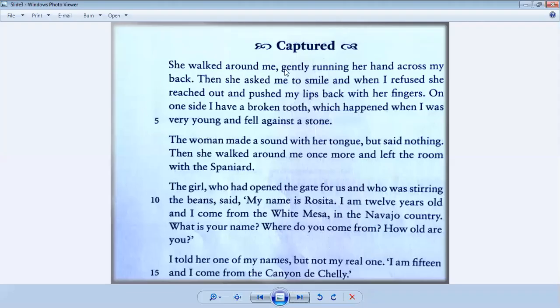Okay. So let's go back to our screen again. Let's think again. Here. She walked around me, gently running her hand across my back. Try to imagine the action, okay? Then she asked me to smile. When I refused, she reached out and pushed my lips back with her finger. What does that mean? She forced her to smile, right? Holding her lips to the backside to make her look like she was smiling. And on one side, I have a broken tooth, which happened when I was very young and fell against a stone. So now let's see. This part will be a lot clearer when we move on.